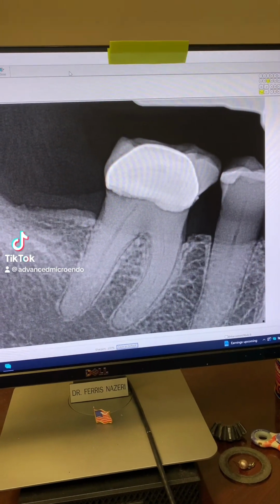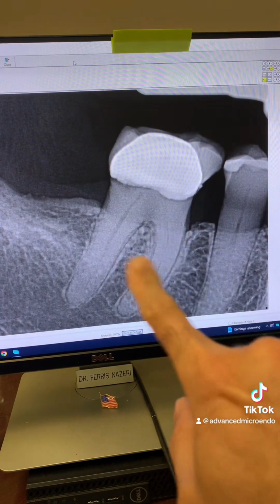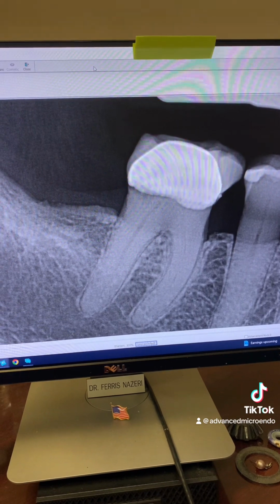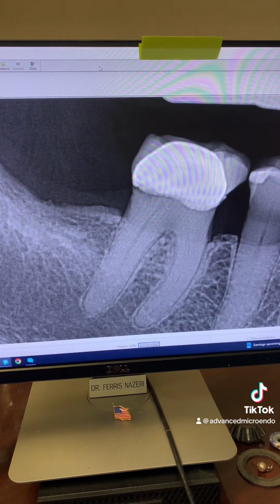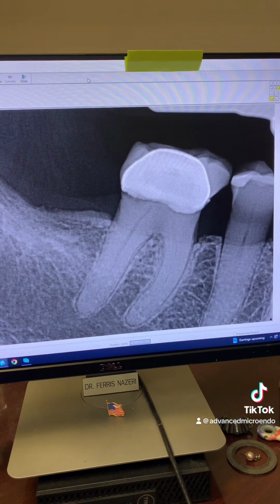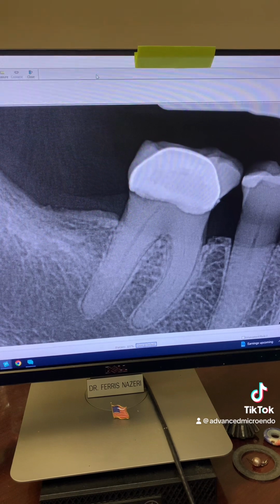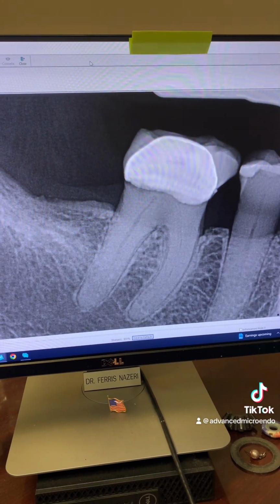This 81-year-old patient was referred to me for endodontic treatment of tooth number 30. Patient says a few days ago her crown came out, and she went and saw her dentist, and her dentist told her that she had a big cavity under the crown and went ahead and re-cemented the crown with temporary cement and referred the patient to me.